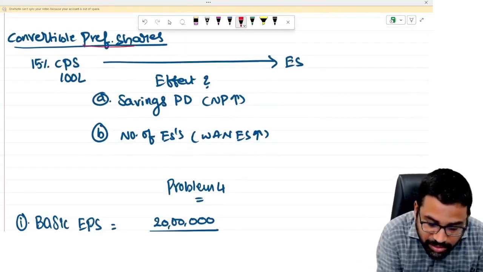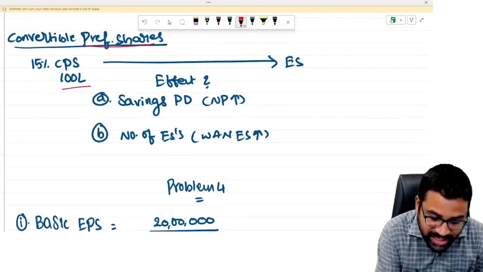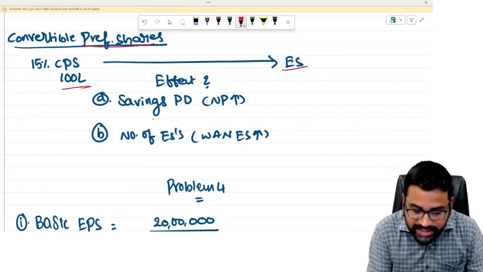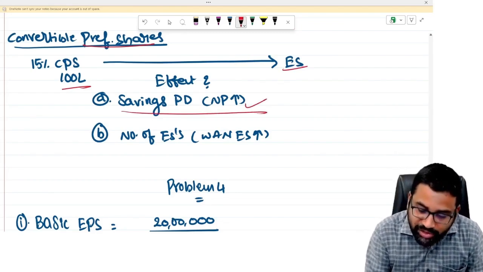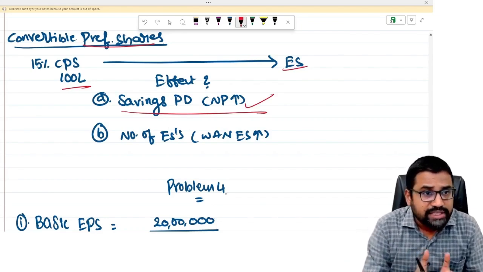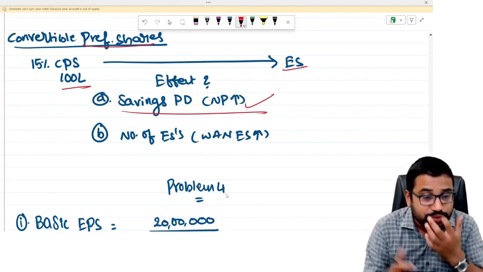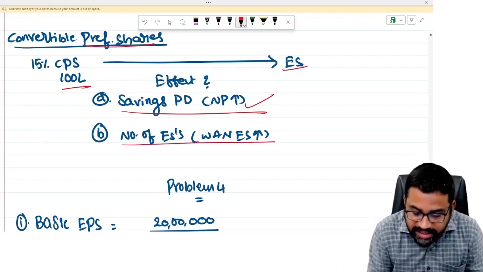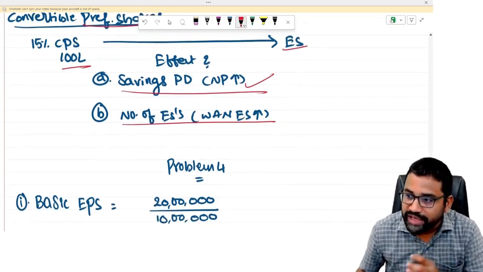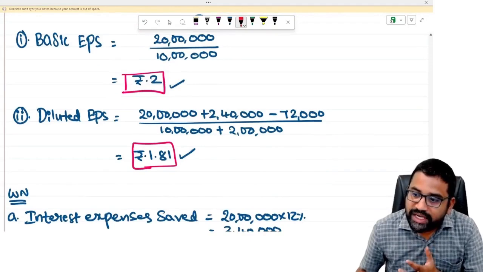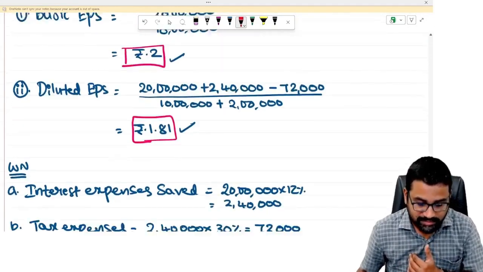Suppose similarly convertible preference shares. Suppose there are preference shares of 100 lakhs. We convert them into equity shares. What will be the effect? Tell me. You can save the preference dividend. So to that extent your profits will increase, right? Because when there are no preference shares, you do not need to pay dividend. So to that extent your profit may increase, and there is an increase in the number of shares, but there is no effect on tax. Okay, so if I consider both of them, then it is called diluted EPS.